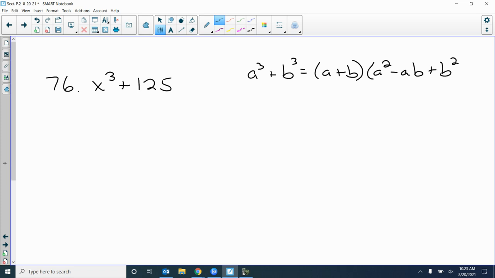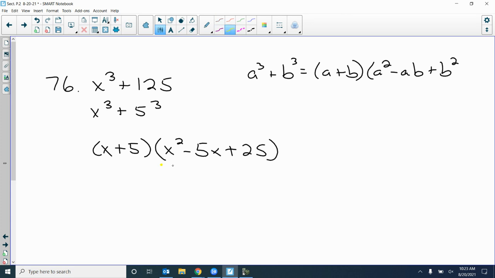Okay, for this one, this is going to be x to the third, and you can think of this as 5 cubed. So it's going to be x plus 5, and then x squared minus 5x plus 25. Well, this trinomial looks like something that can factor. I've been telling you, always try to factor again. Well, if you've done this correctly, that will not factor. So you really don't need to spend time checking it.